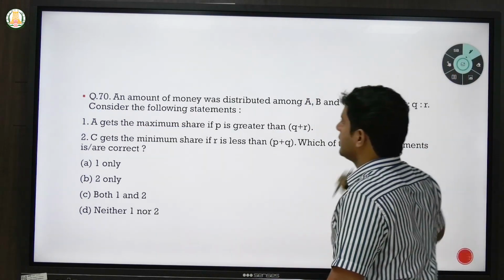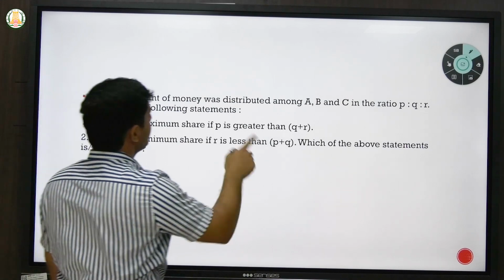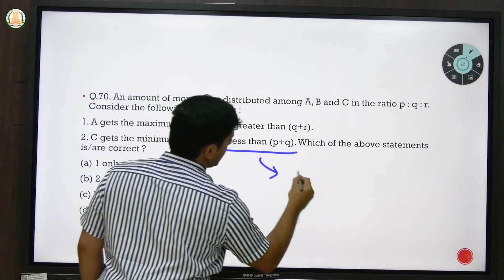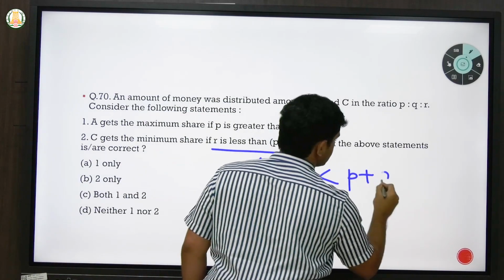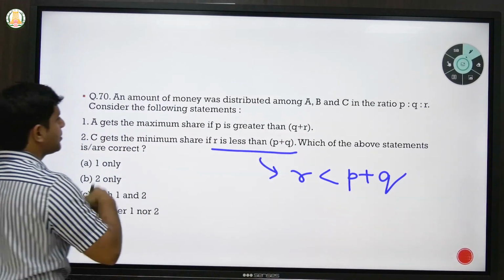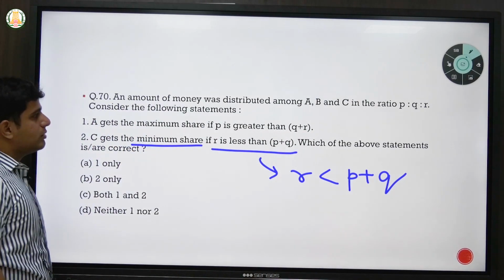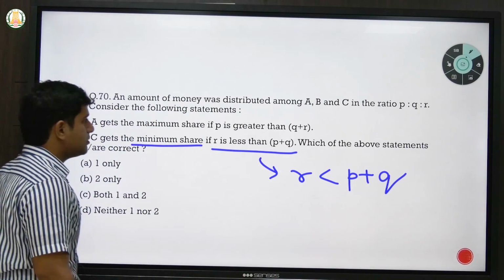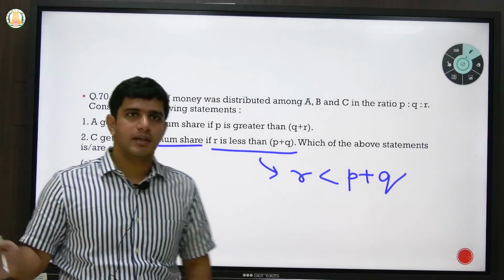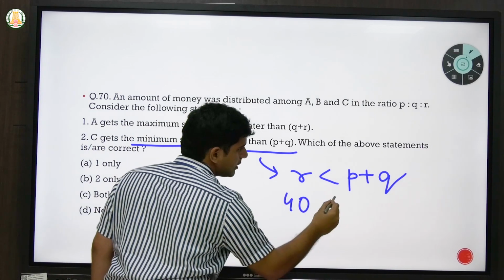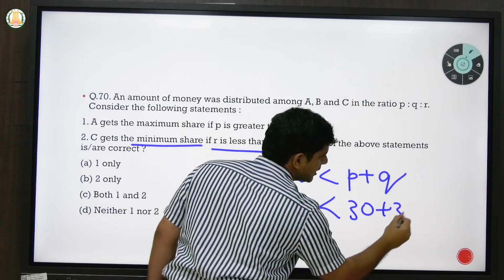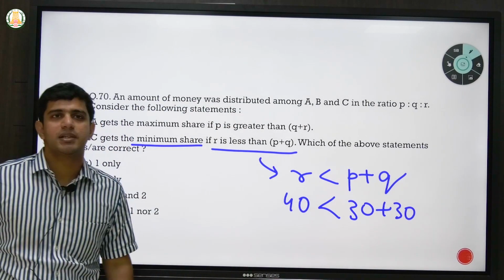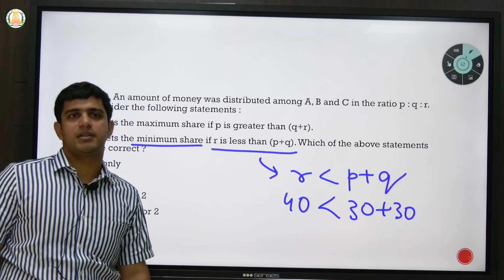Next, what is he saying? C gets the minimum share if R is less than P plus Q. So he's saying R is less than P plus Q, and C gets the minimum share. Now try to get a counter example for this case. In the case that I have said, 40, 30, 30, let's say R gets 40, which is less than 30 plus 30. But can I say R will get the minimum share? In fact, R is getting the maximum share.